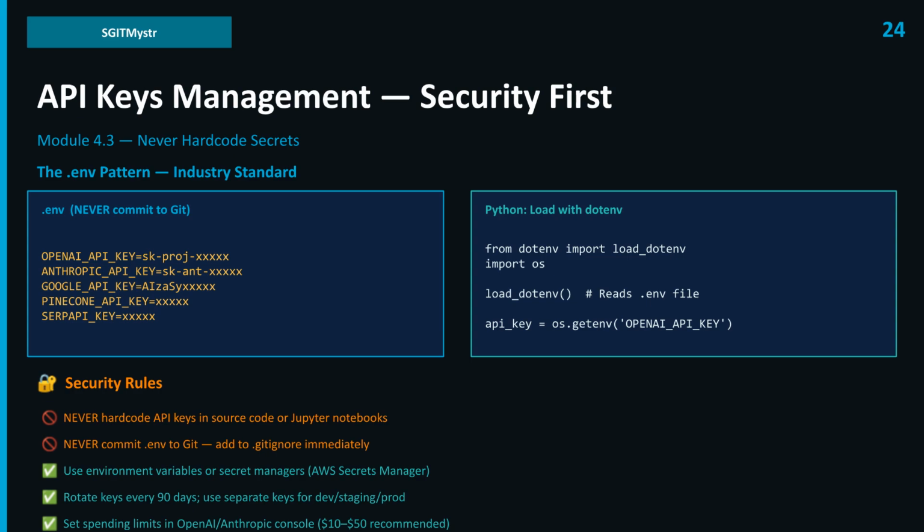A recommended settings.json file ensures your virtual environment is selected, and your files are automatically formatted and saved for a smooth development process. Security is crucial when handling API keys. Use the .env file pattern to store keys and load them using Python's dotenv library. Never hardcode keys or commit the .env file to Git. Remember to rotate your keys and set spending limits.